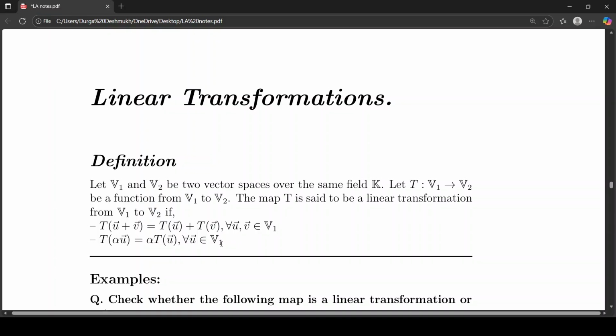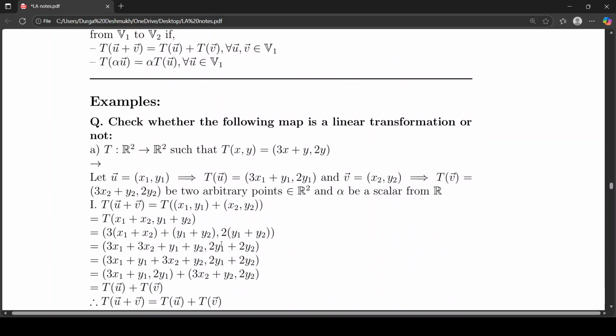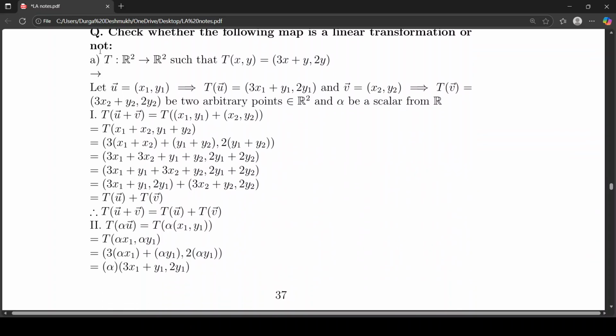Now the examples based on the definition would be to check whether the following map is a linear transformation or not. So consider the first example. It is a function from R2 to R2 such that T(x, y) is (3x + y, 2y).